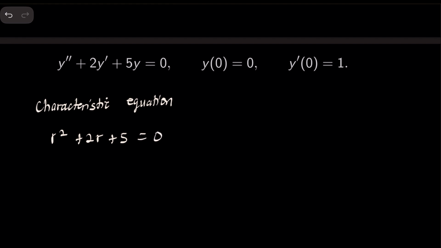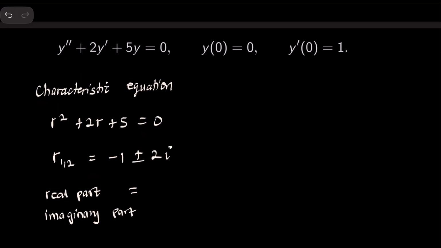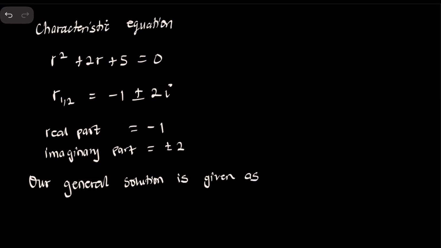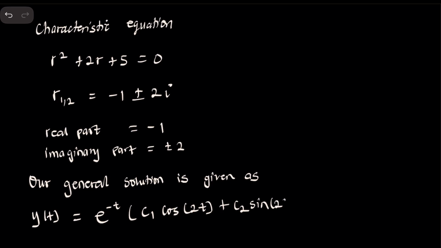Now let's solve this equation. Solving for this equation, we are going to have r1, r2 to be equal to minus 1 plus or minus 2i. Thus we have the real part to be equal to minus 1 and the imaginary part to be plus or minus 2. So let's form our general solution. Our general solution is y of t is equal to e to the real part, which is minus 1 times t, into bracket c1 cosine of 2t plus c2 sine of 2t.